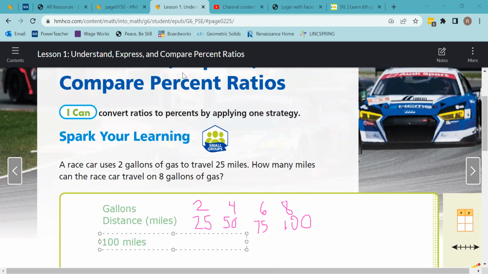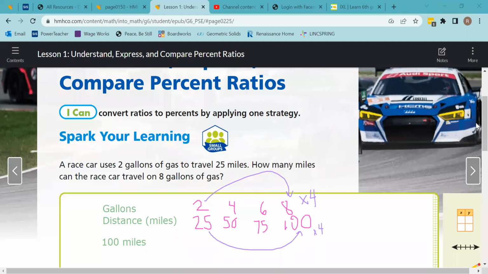Now, a different way to solve this, because you know I like to do that. How do you get from your 2 gallons of gas to your 8 gallons of gas? Take it times 4. How do you get from your 25 to 100? Take it times 4, and you figure that out.